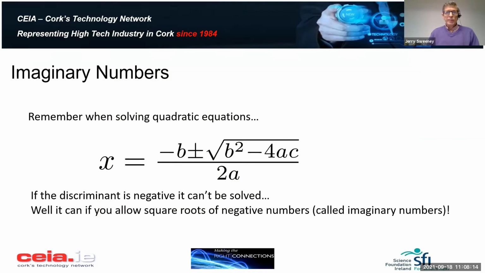Coming up to the junior certificate, you might have had a clue that there was something amiss. When you were solving quadratic equations, you were given the formula minus b plus or minus the square root of b squared minus 4ac over 2a. And if the discriminant was negative, you were told it can't be solved. Well, we're going to solve it today. So it can, if you allow the square root of negative numbers, and it is from this issue of the square root of negative numbers that imaginary numbers and then complex numbers have been derived.